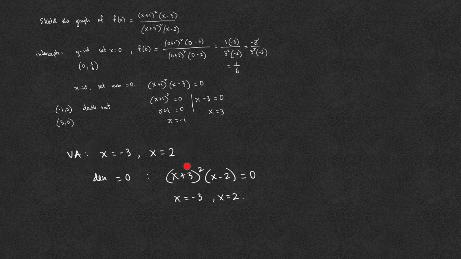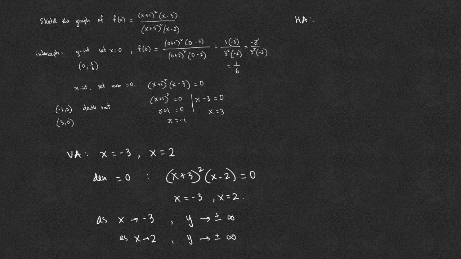If we want, we can go one step further and check that as x goes to negative 3 either from the left or from the right, the function f of x goes to either positive or negative infinity for it to have a vertical asymptote. Likewise, as x goes to 2 from the left or the right, we check that the function is approaching either positive or negative infinity. And that is how we know for sure that there are vertical asymptotes.